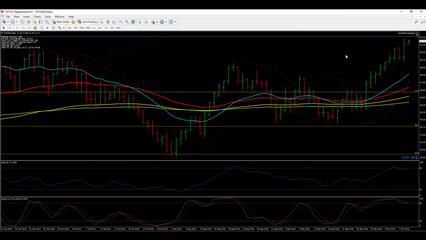OPEC are introducing the first cut in production, or first cut in output, I should say, for a number of years, and it looks like it's got the go ahead. The spike really hasn't been caused just by OPEC alone, but by OPEC agreeing to, and also having the backing of other oil producing nations, in particular Russia, to put a cut on output.